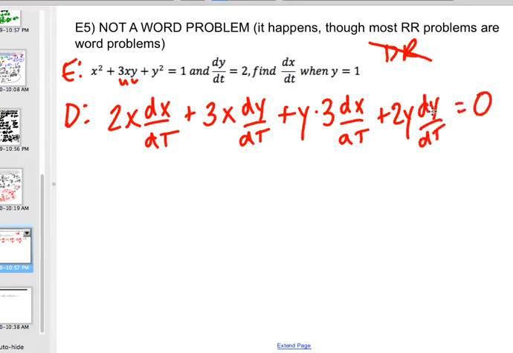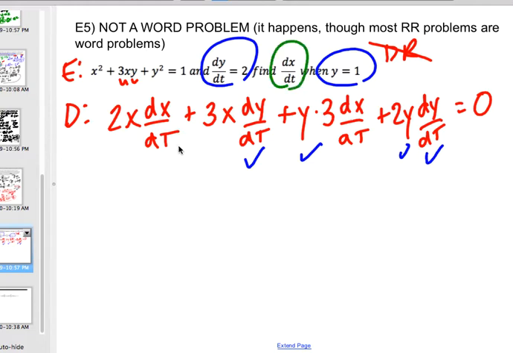So that's disgusting, but here's the thing. I know some of these values. I know dy/dt, so I know that, and I know that. I know y, so I know that, and I know that. And I want dx/dt, right? So this is the thing I want. The only mystery thing that I really need to find is these x's.